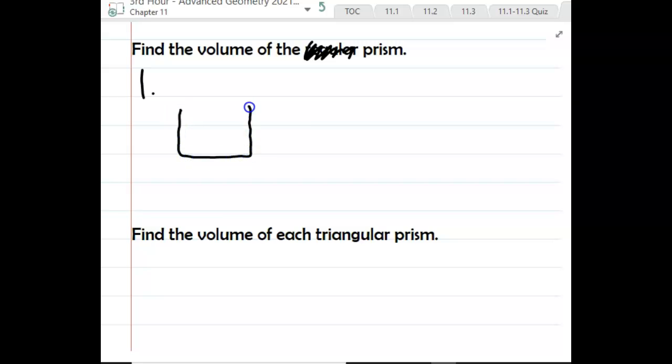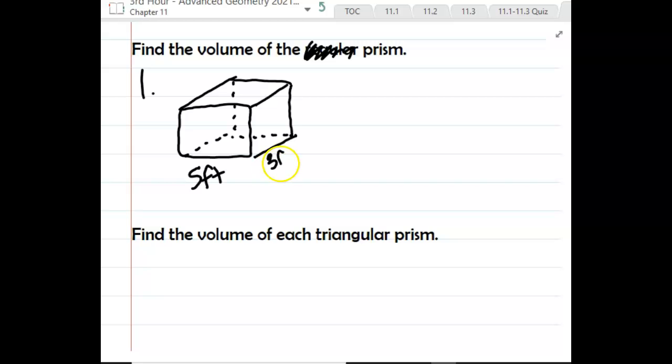Okay, so let's draw, it's going to be a rectangular prism. You should be getting pretty good at drawing these three-dimensional figures. Kind of fun to draw once you get them. So this bottom edge down here is going to be 5 feet. Going back is going to be 3 feet. And going up is going to be 4 feet.